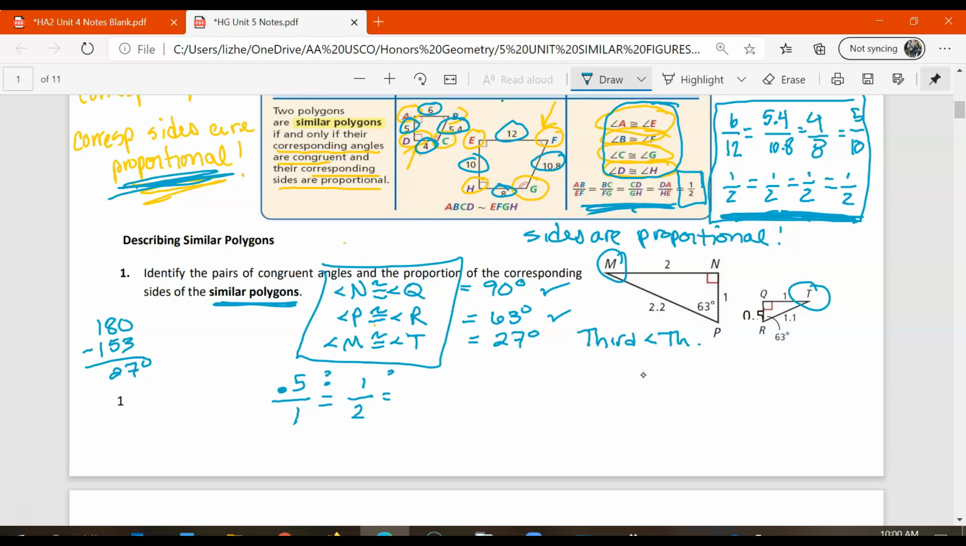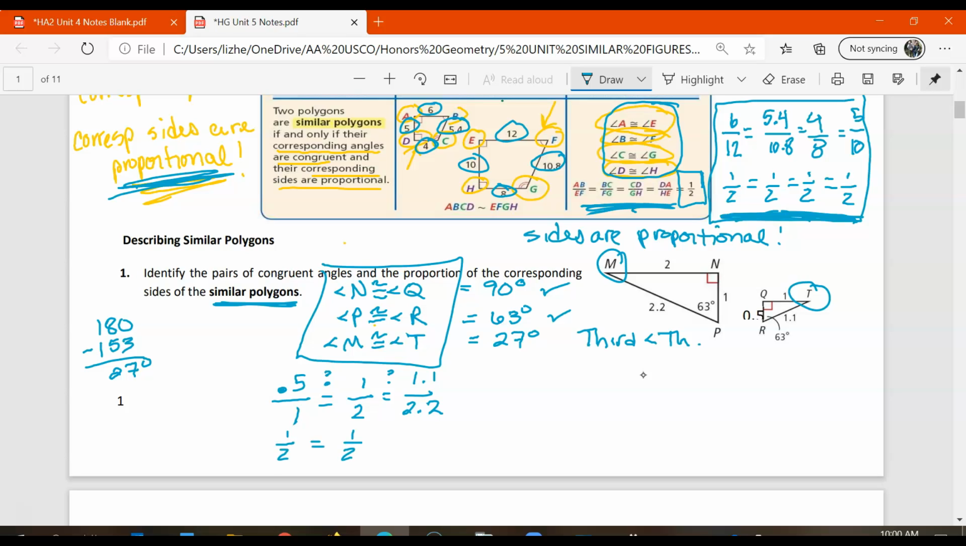Question mark. And then the last side is the hypotenuse. The hypotenuse of the small one is 1.1. The hypotenuse of the big one is 2.2. So I need to see, are these all the same? Well, 1/2 is already simplified. 0.5 divided by 1 is 0.5, which is the same as 1/2, equals 1/2.